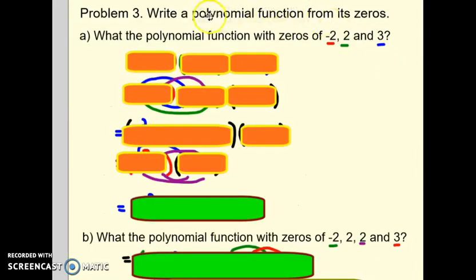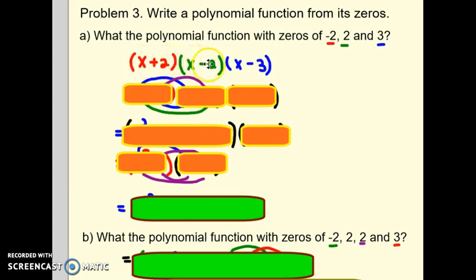So in problem number 3, we're going to write a polynomial function from its zeros. So they give us the zeros are negative 2, 2, and 3. So if negative 2 is a 0, that means the first binomial is x plus 2, because negative 2 plus 2 is 0. The next one is 2. That means I have to have x minus 2, because 2 minus 2 is 0. My last one is 3, so it's got to be x minus 3. So I'm going to multiply these out.